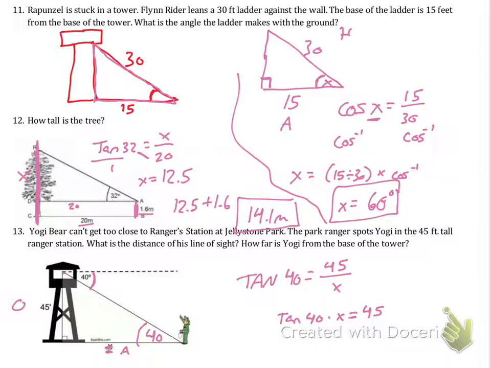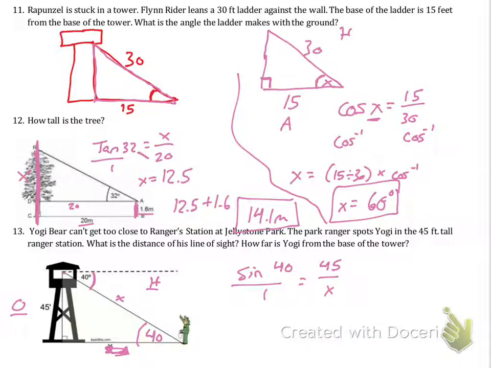I'm not worried about this x right here. I'm worried about this x. So what I'd have to do, instead of using tan, I'm not worried about this at all. This is my hypotenuse. So I have the opposite and I have the hypotenuse. So that'd be sine. So it'd be sine 40, you put that over 1, is equal to 45 over x. So sine 40 times x is equal to 45.